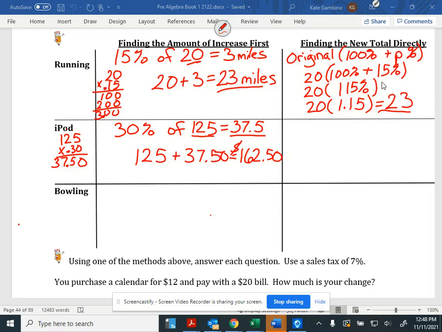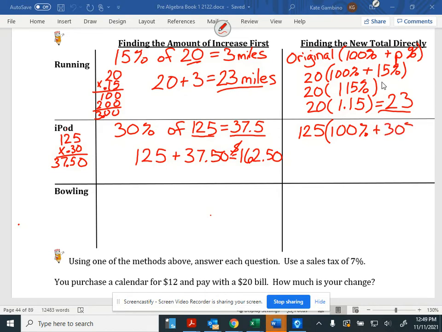Okay. All right, so let's look at finding the new total directly. If we're going to start with our original, what number is that? What's the original? You buy an iPod off of eBay for $125. It's $125. That's the original price of the iPod. We multiply it by 100% plus that P increase. What is our P? What is the new percentage increase that we want?